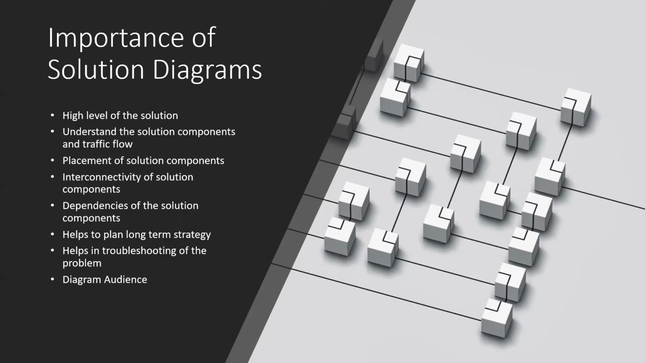Also, using these diagrams helps to plan long-term strategy. For example, if we want to add something next year, or after 2 years we will add this and place that here, and that will be our extension area. That's how we can plan our long-term strategy for our business, for our IT infrastructure, or for our network infra or storage, whatever we are planning. From these diagrams, it's quite easy to plan a long-term solution design. Also, in case there is some problem, it helps in troubleshooting the problem.